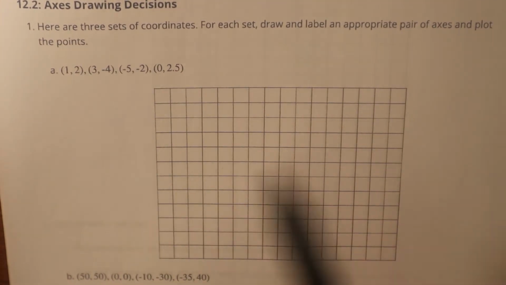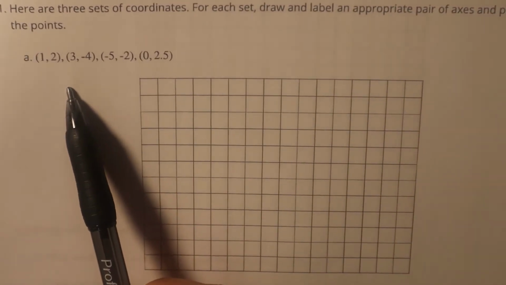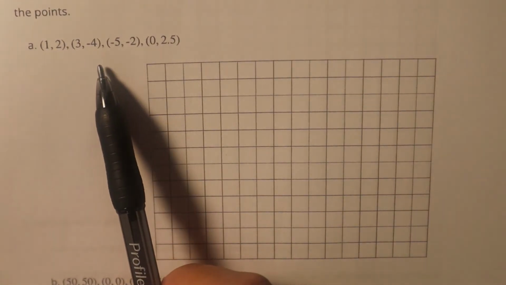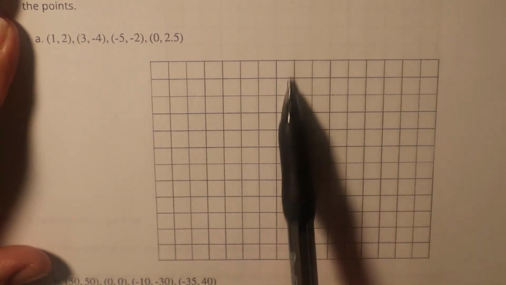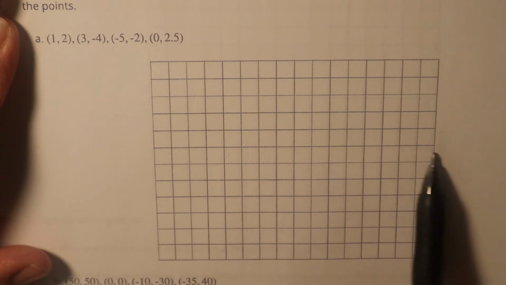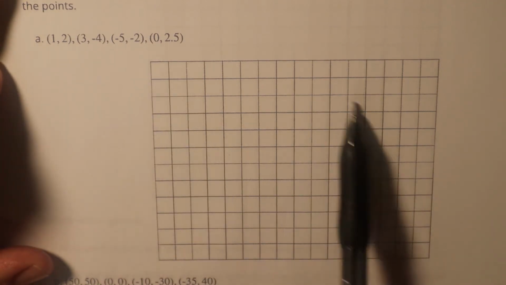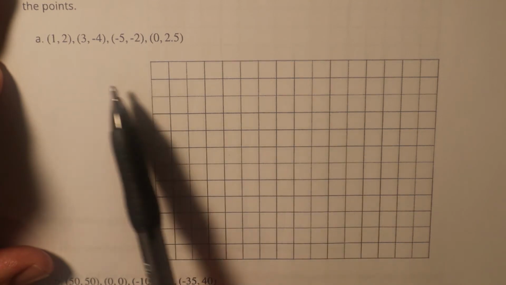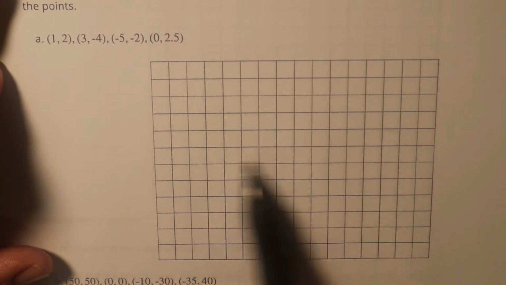So there's A, B, and I think there's one on the flip side. So let's just go ahead and start with A. Let me just zoom in just a little bit closer for us. So before we can even start to draw our x-axis and our y-axis, we've got to figure out how we're going to number each of these lines. Are we going to do it by 1s? Are we going to skip count by 2s or 5s or 10s? Or what are we going to do?